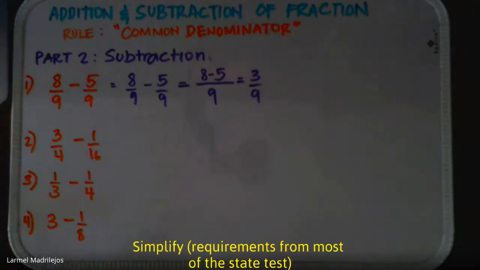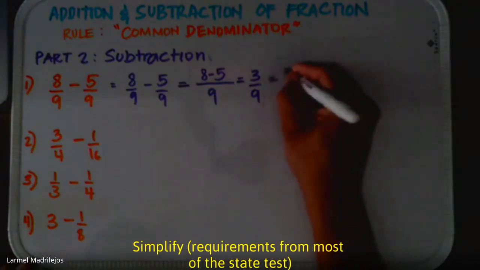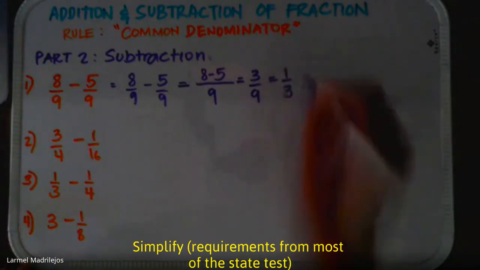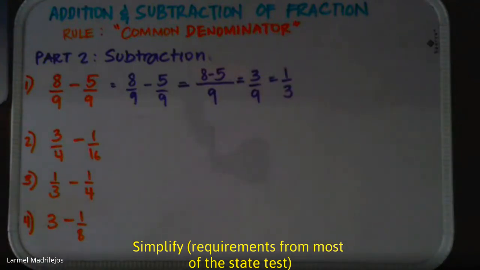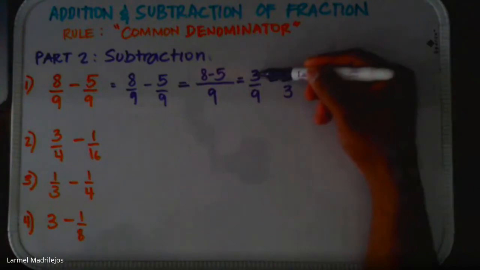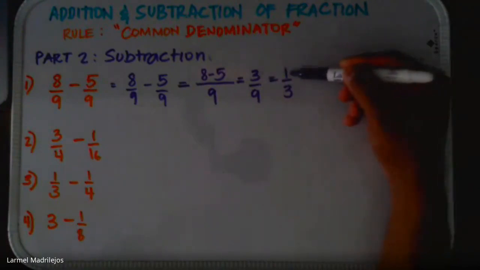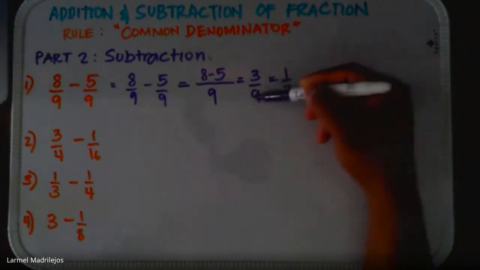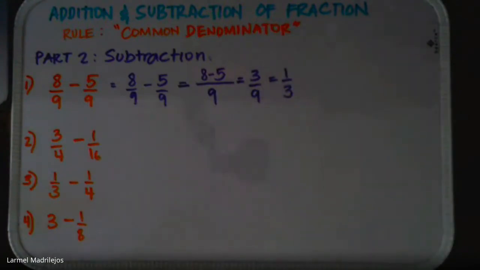Simplified, this is 1/3. Let's review. How do we know it's 1/3? How many 3s in 3? So 3 divided by 3 is 1. How many 3s in 9? So 9 divided by 3 is 3. The answer is 1/3.